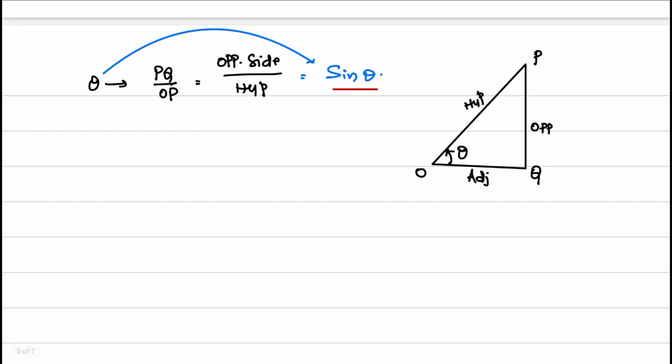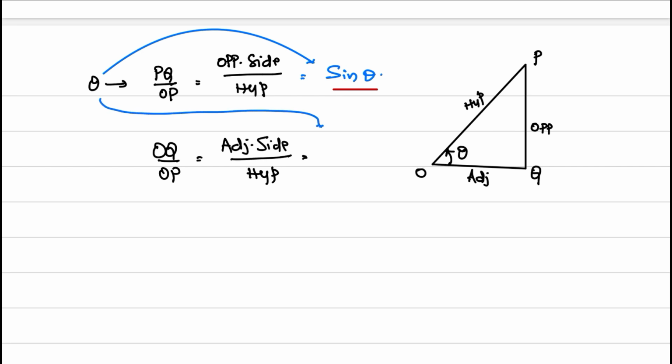Similarly, OQ by OP, adjacent side by hypotenuse, that is equal to, because it pertains to theta, we will call it cos theta.